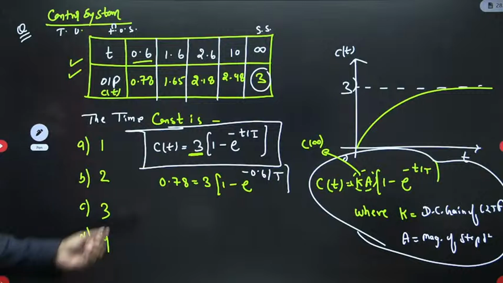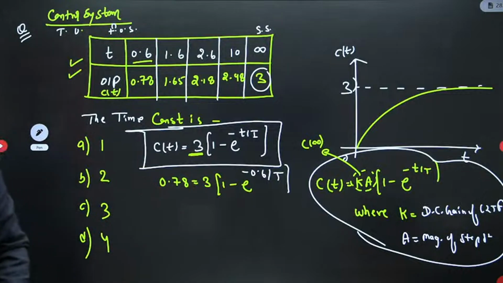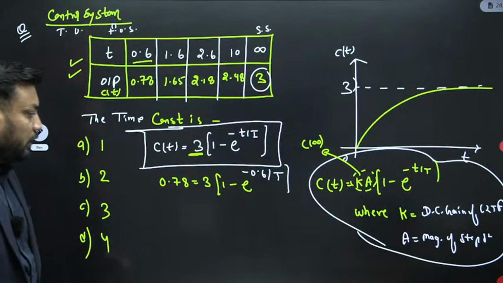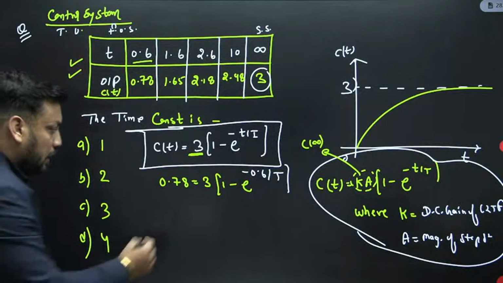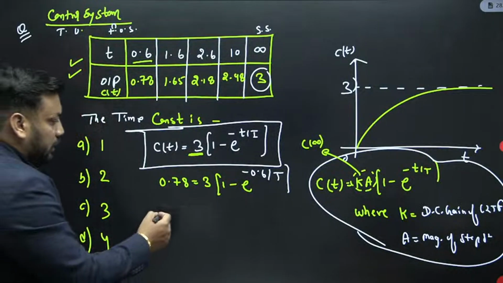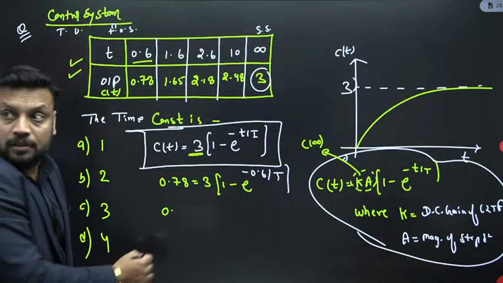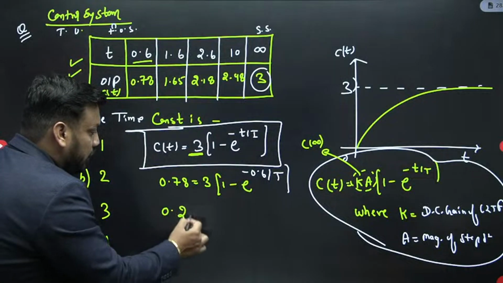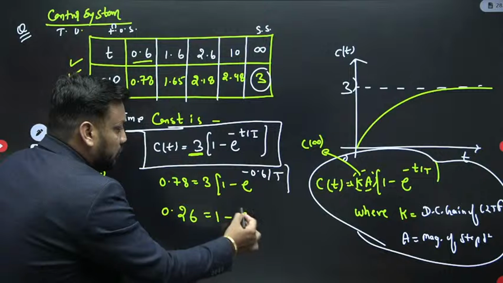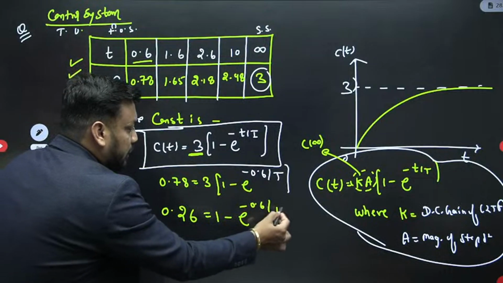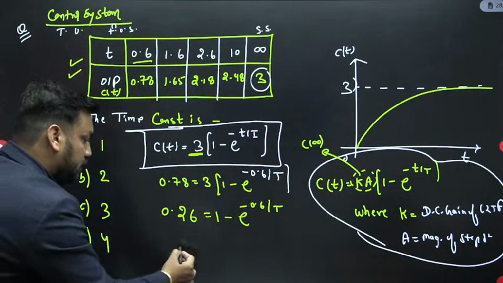So can you please calculate this? 0.78 divided by 3. So we'll calculate this. I think 0.26 something you will get. 0.26, yes. 0.26 is equal to 1 minus e to the power minus 0.6 upon capital T. Now when you shift this part, guys, this will be positive.